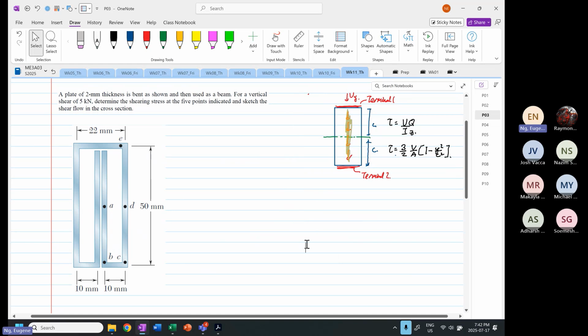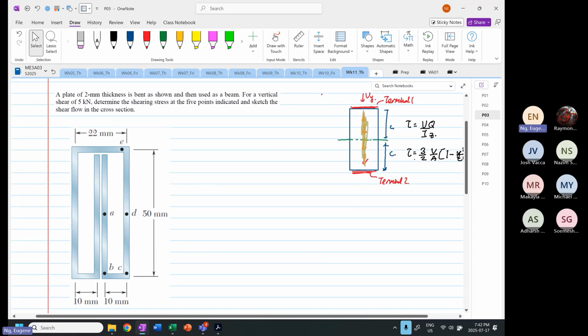So a plate 2 millimeters is bent as shown, and then used as a beam for a vertical shear of 5 kilonewton. Determine the shearing stress at the first 5 points indicated and sketch the shear flow in its flexion. Okay, so we are going to sketch the shear flow.